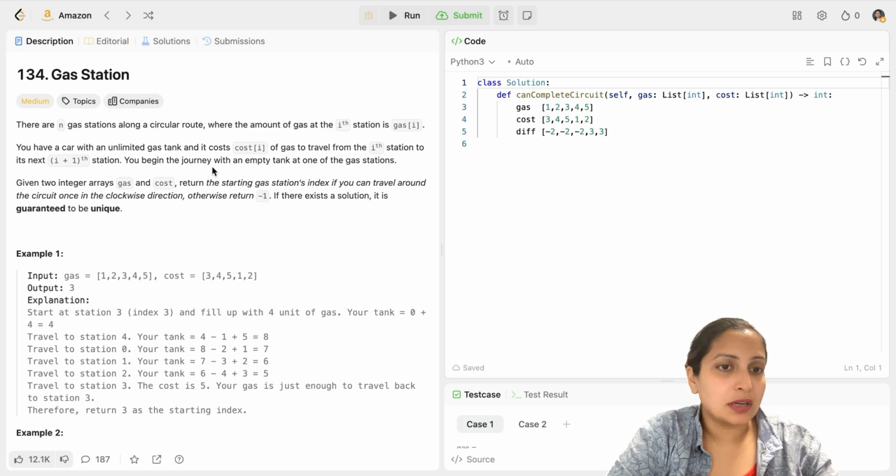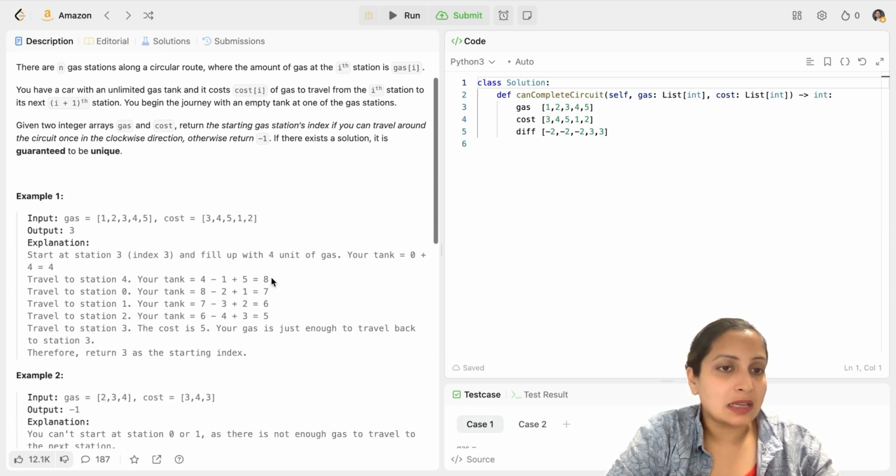So you begin a journey at any point of time with an empty tank at one of the gas stations. You have been given two integer arrays, like I told you, the gas array and the cost array. And you have to return the starting gas station's index such that you never run out of gas when you're traveling around the circuit once in the clockwise direction. Otherwise, if that is not possible, you have to return -1. If there exists a solution, there would always be a guaranteed unique solution. You cannot have multiple solutions. So this is better explained by an example.